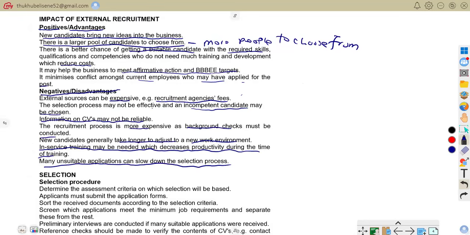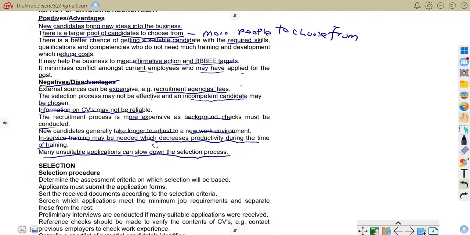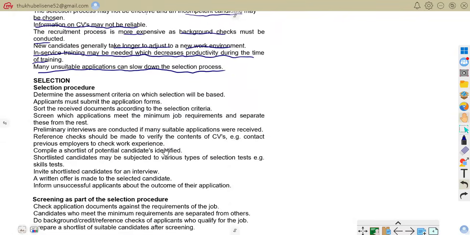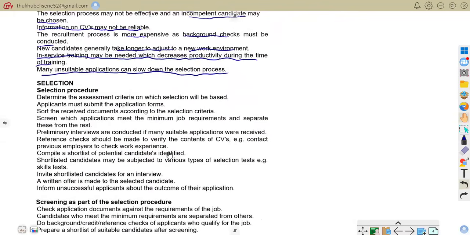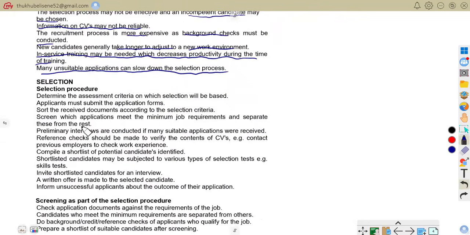So now let us move on to the selection procedure. We are now under selection, whereby we are going to talk about the selection procedure.